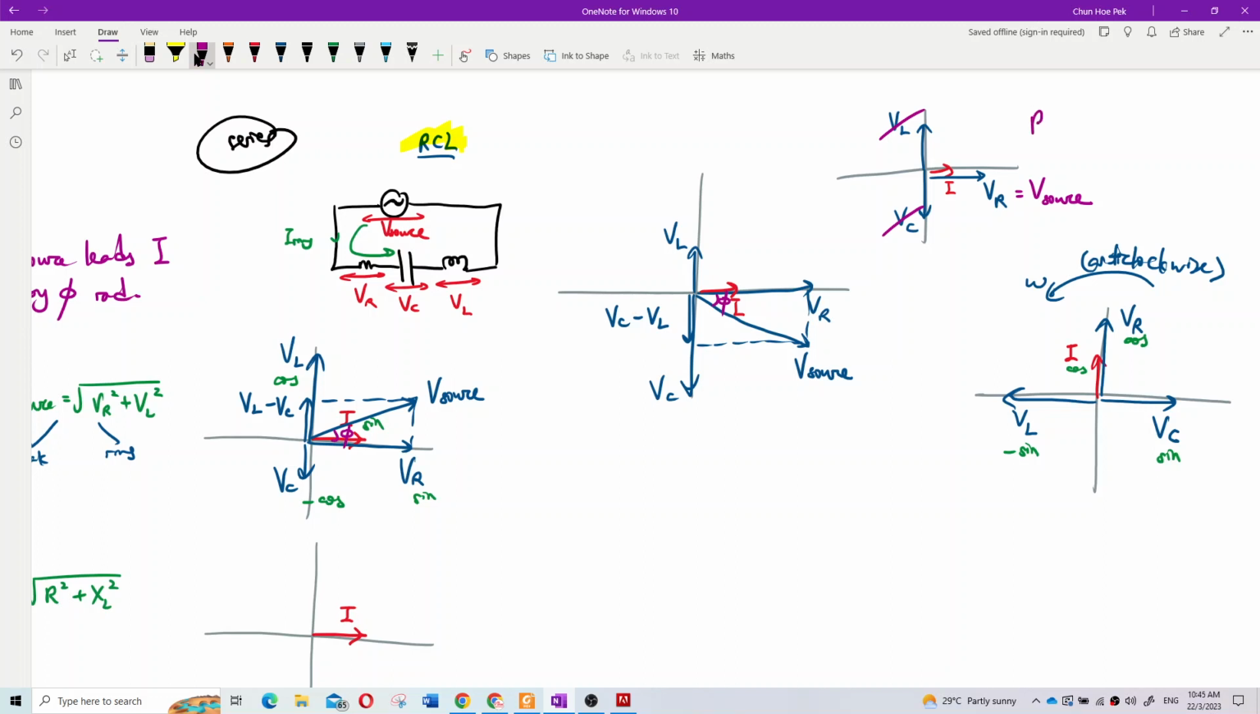This is resonance. Resonance I will talk about some other time, as a specific subtopic. VR becomes V source.